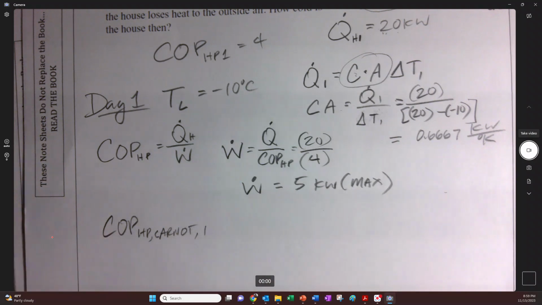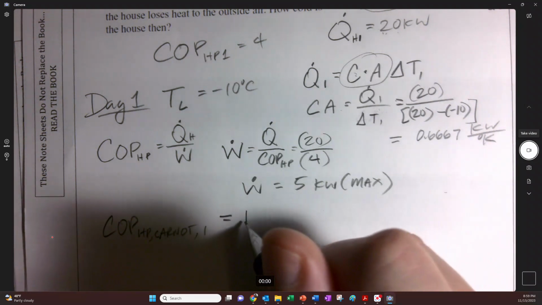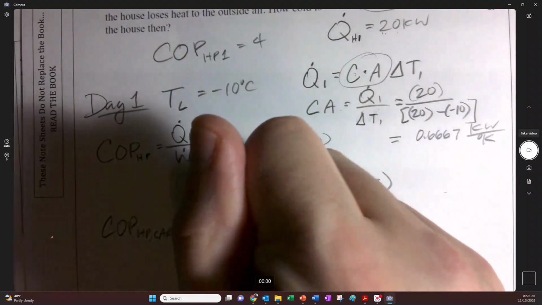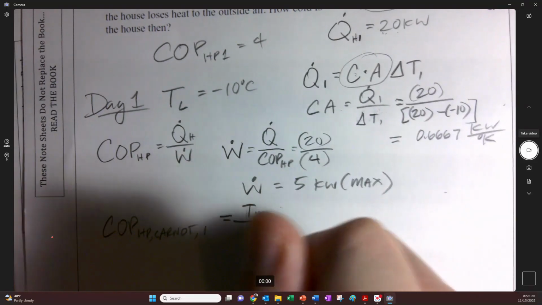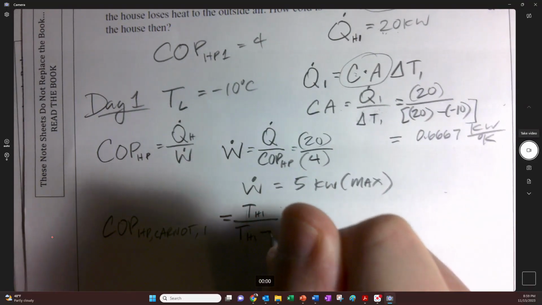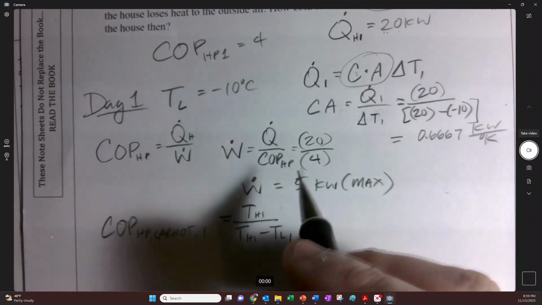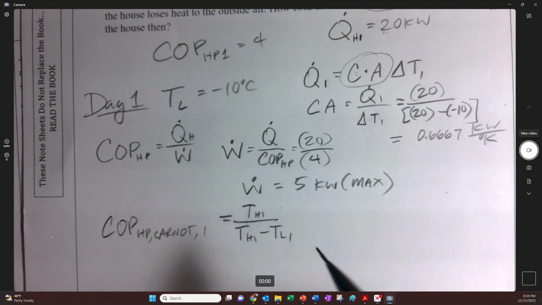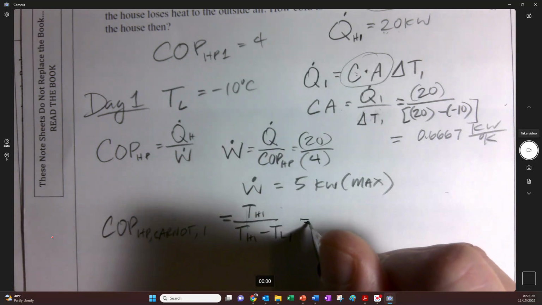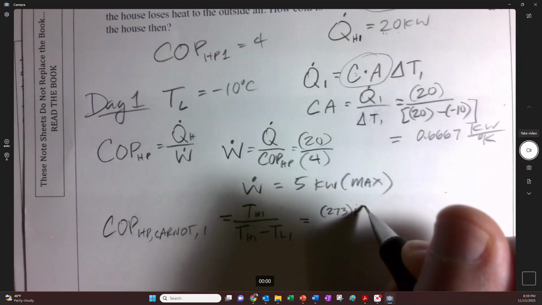1. How many subscripts can you have? A lot, apparently. Trying to get this straight. TH1 over TH1 minus TL1. That's true, right? So for a refrigerator, this would have been L on the top. For a heat pump, it's an H on the top. And what do we get? We get 273 plus 20.